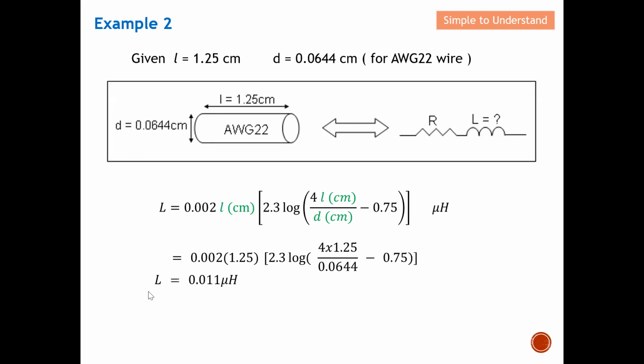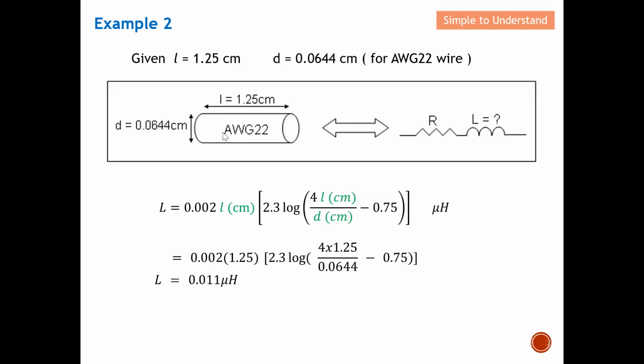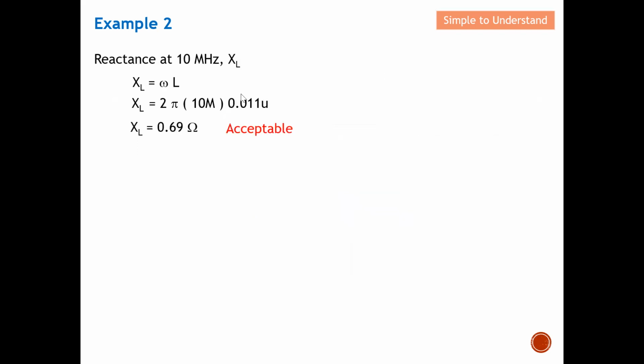So I have calculated the inductor value, which is 0.011 microhenry. Next, I need to calculate the reactance at 10 megahertz. For an inductor, it is governed by omega L, where omega is 2 pi f. The frequency is 10 megahertz, and the inductor value I found earlier is 0.011 microhenry. From here, I can compute the reactance at 10 megahertz, which is 0.69 ohm.